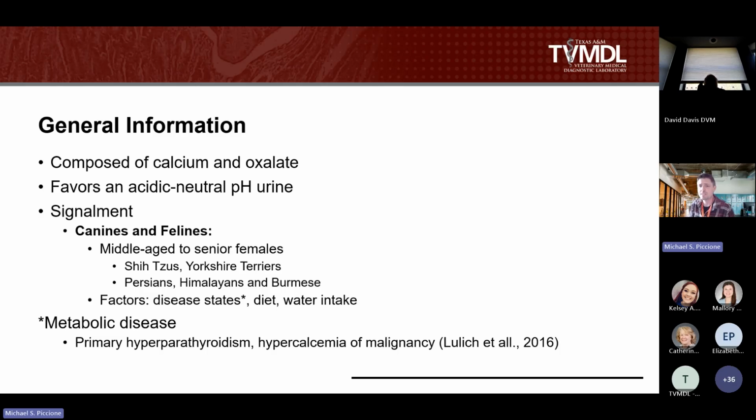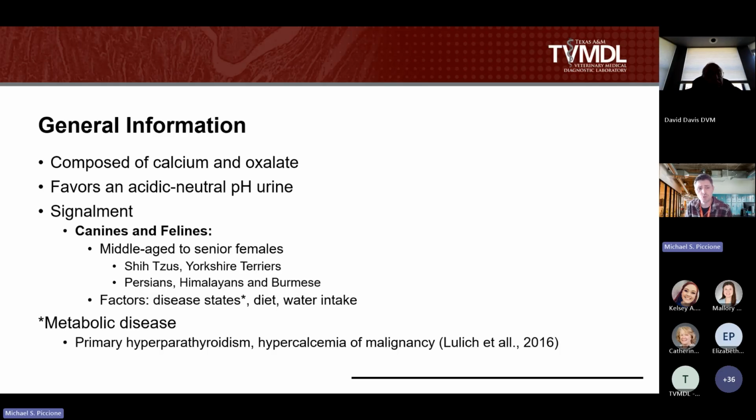When we talk about signalment, we are seeing this more commonly, again, in our middle-aged older patients, whether it be dog or cat. Some of the commonly affected breeds may be Yorkies, Shih Tzus. For cats, it may be Persians, Himalayans, Burmese. Again, even though your patient may not be one of these breeds, they can still form these particular uroliths.